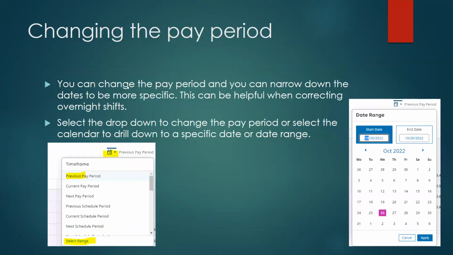You can also change the pay period, and you can narrow down the dates to be more specific. Sometimes, if you go into your own time card, it's going to automatically pull up the current pay period. So you can change to previous or current, depending on what you're looking for. Or if you select the calendar there, you can bring up a date range, and you can select specific dates that you want to look at for that staff. Staff do have this availability on their own time card as well. So that will help them and you if you're looking for something further back than just the previous pay period.